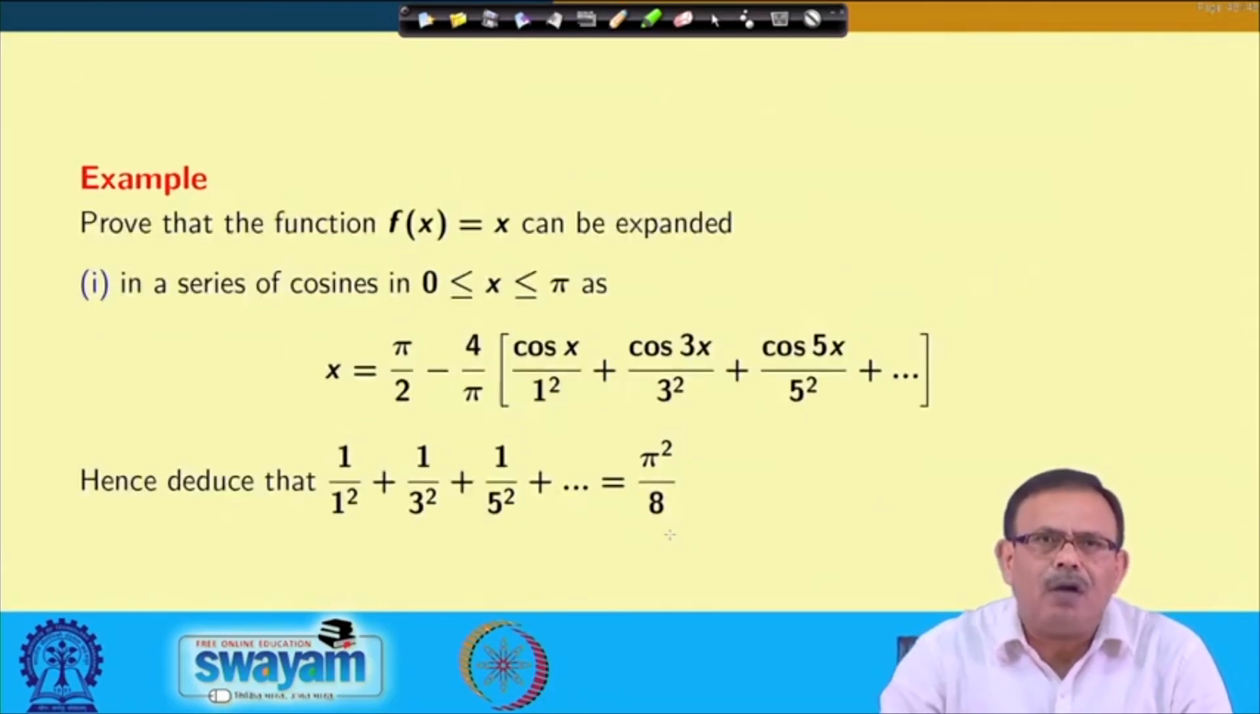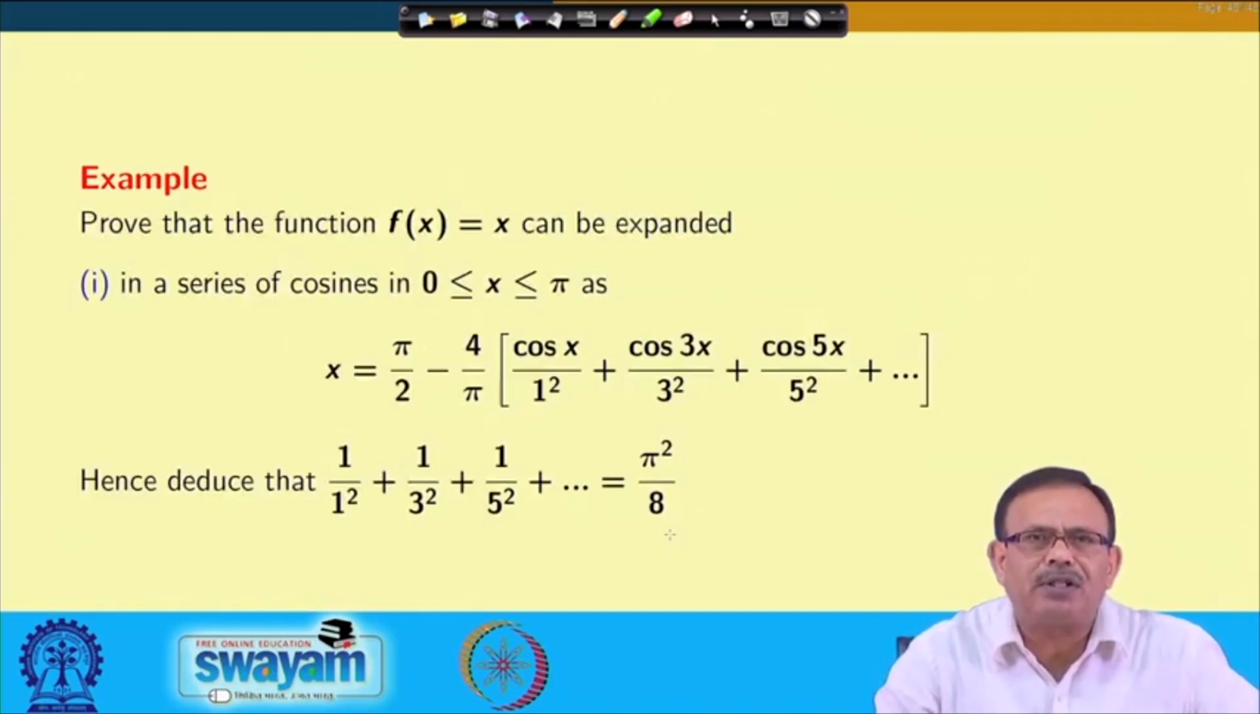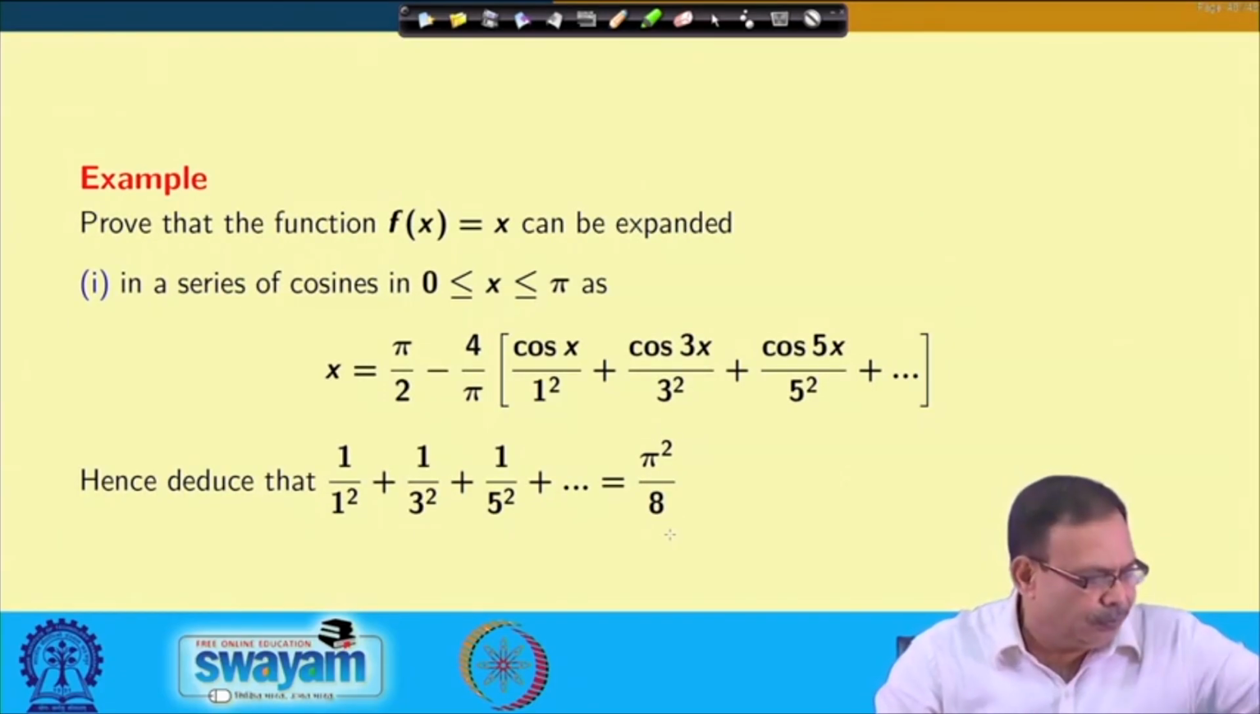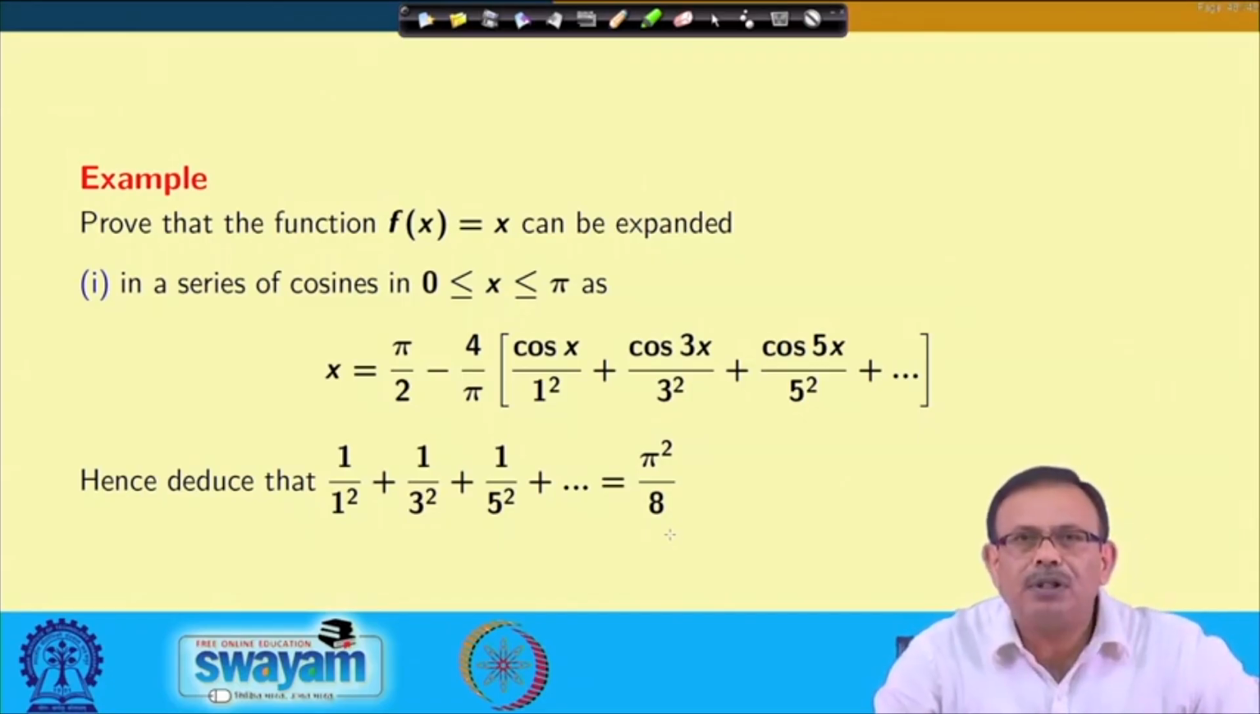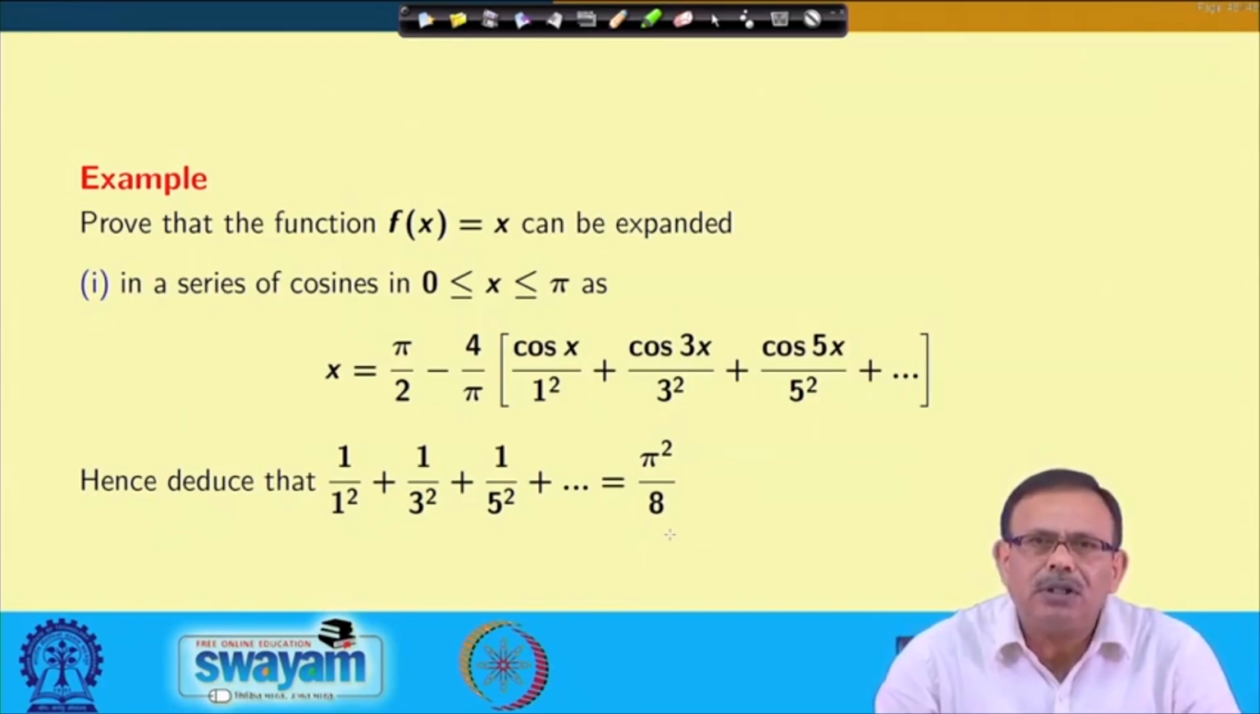So, prove that f(x) equals x can be expanded in terms of this series. Of course, this will take some time, so we will start this example in the next lecture.